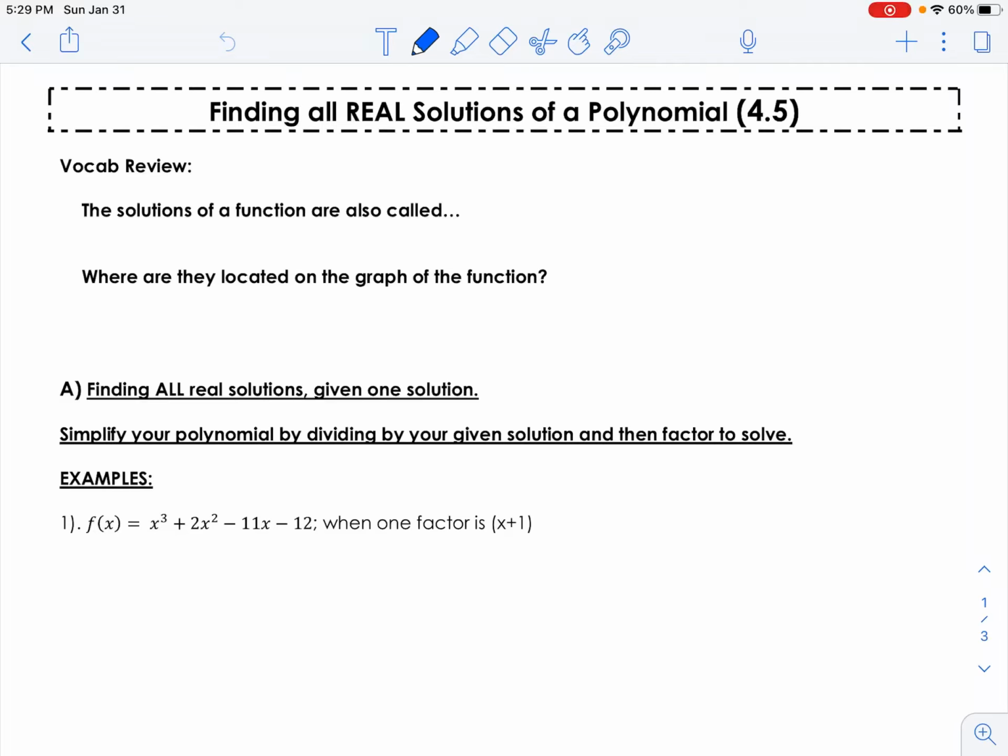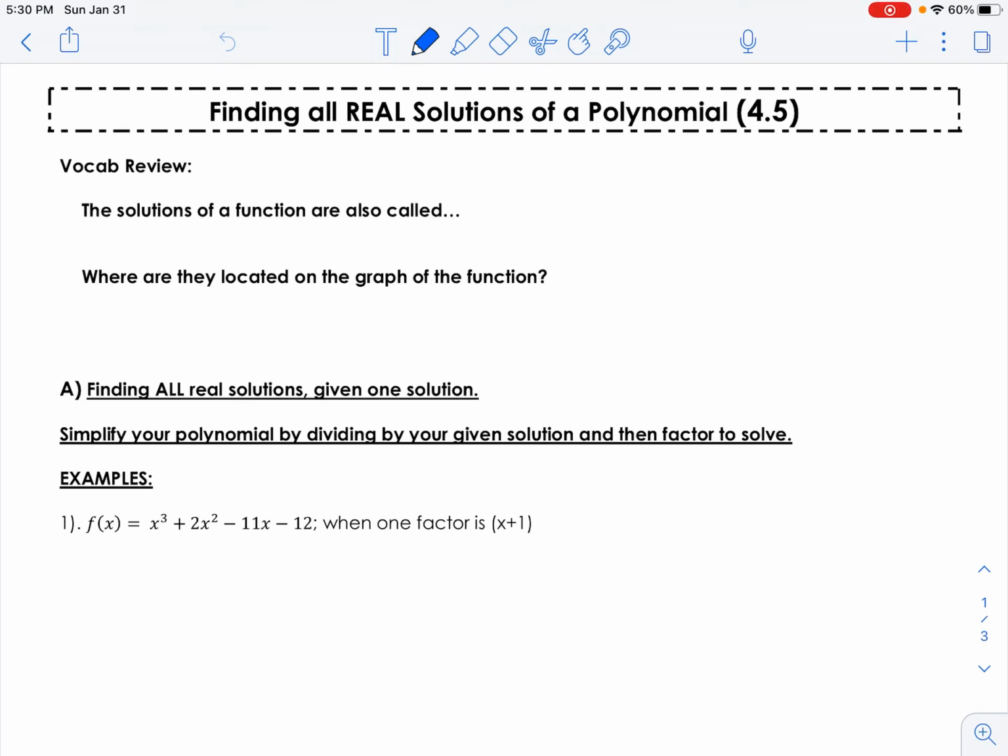Hi everybody, we are jumping into section 4.5 today. We're going to be finding all real solutions of a polynomial. And to do that, first we're going to just do some review of all vocab.